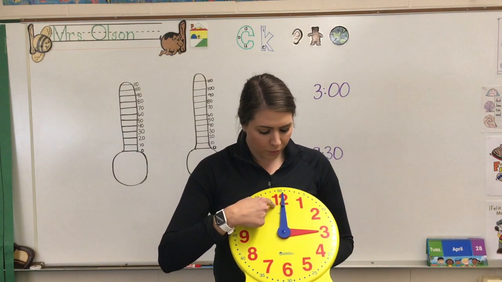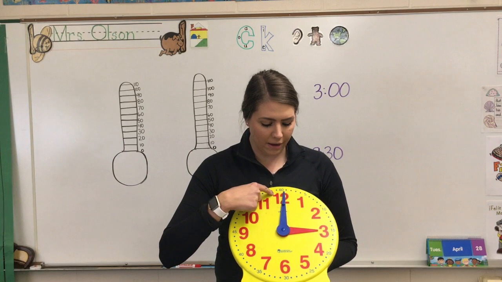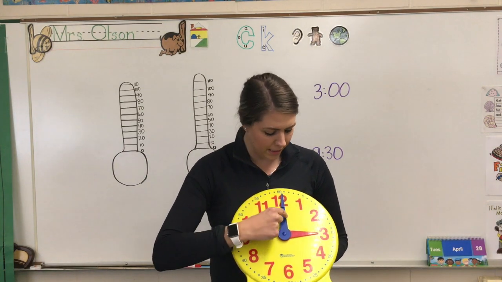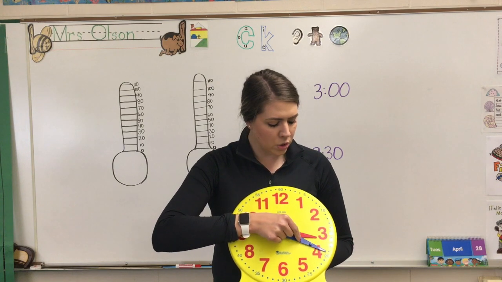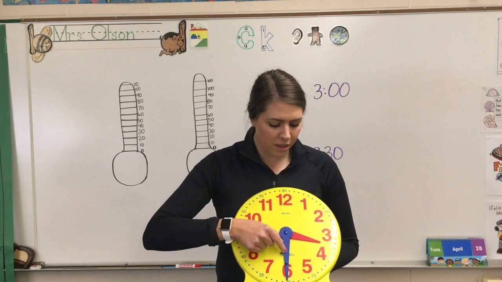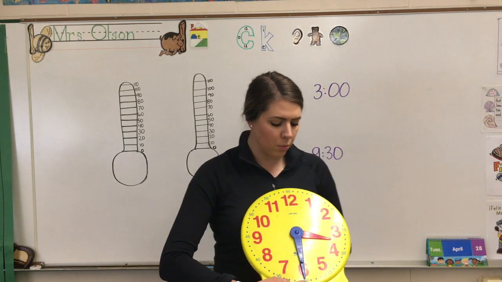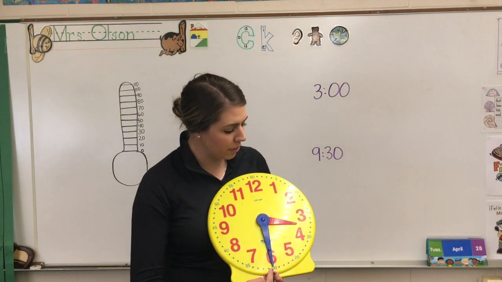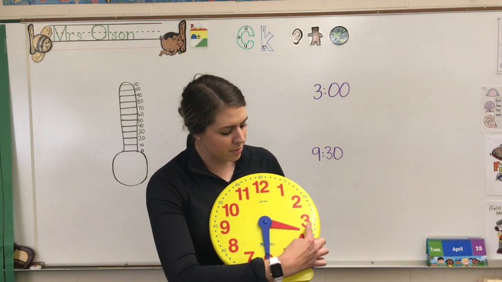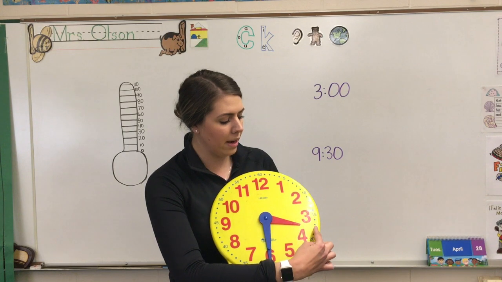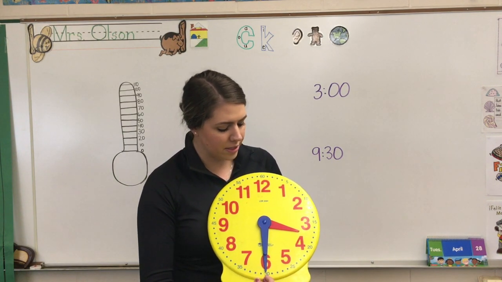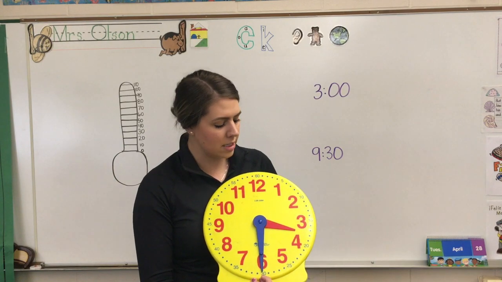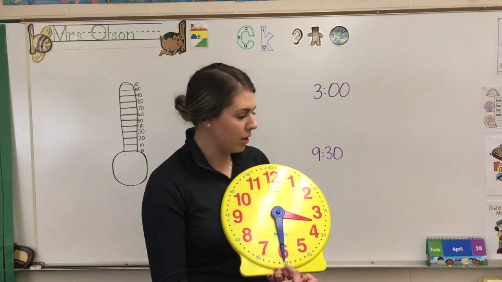So 1/2 hour after 3, let's count to 30 minutes. We have 5, 10, 15, 20, 25, and 30. So this is 1/2 hour after 3 o'clock, which the hour hand is between the 3 and the 4, and we know that it falls back to the 3. And our minute hand is on the 6 for 30 minutes, so we know that it is 3:30.